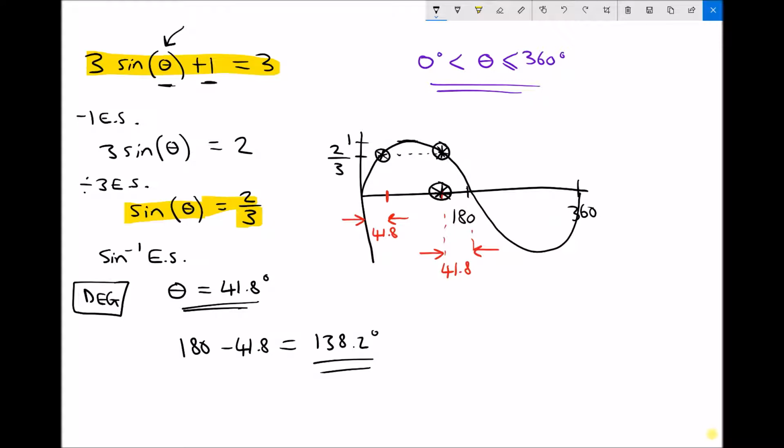And in order to check this, we can return to our original function, because we know that 3 sine theta plus 1 should equal 3 when theta equals 138.2 degrees. So we're going to check to make sure that equals 3. And the value I get when I run that through my calculator is 2.9 recurring, or we can round that to 3. The reason we end up with a slight rounding error is because this value of theta and the 41.8 was rounded. So we found our two solutions: theta equals 41.8 and theta equals 138.2.